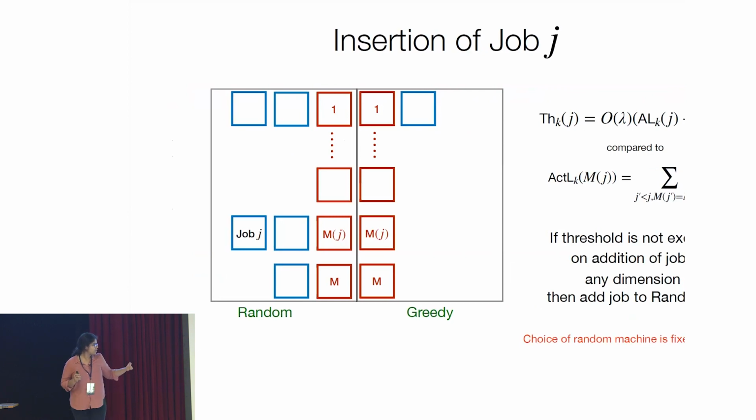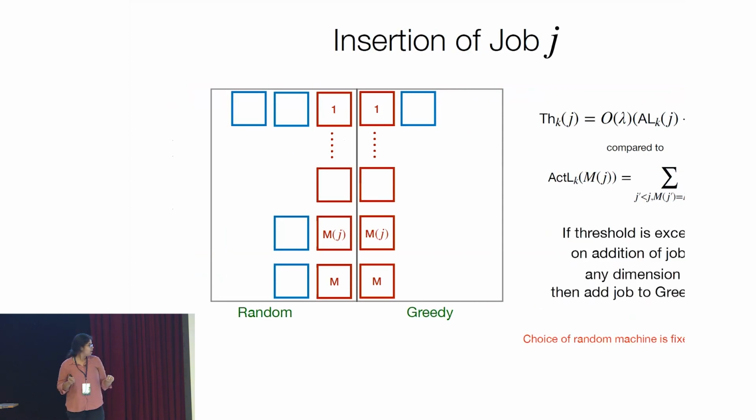One thing to note here is that we're only going to pick one random machine for each job. So this random machine is not going to change throughout this job's existence. And we're definitely going to use this crucially later.